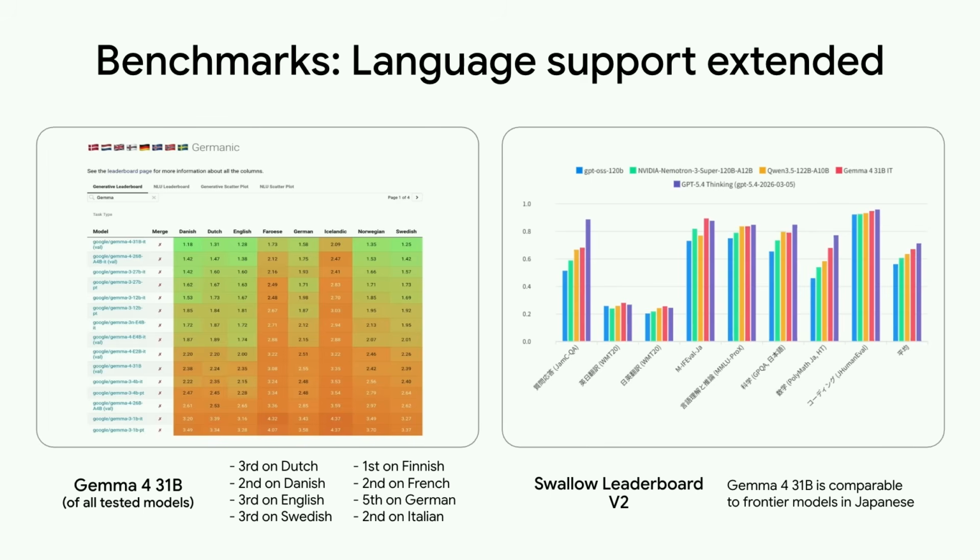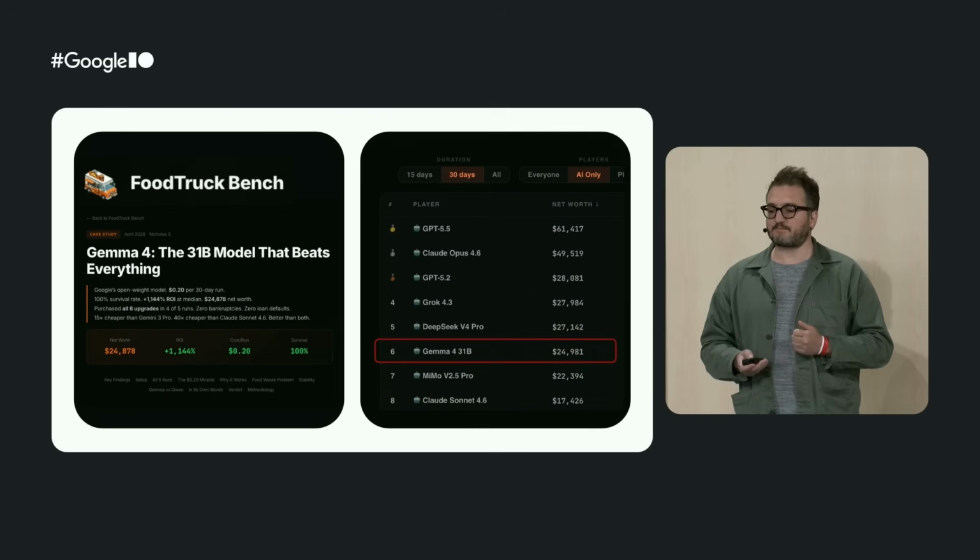On the right-hand side, you have another example where we're comparing Gemma to other very successful models on Japanese, and our Gemma model is getting very close to GPT 5.4. We have very strong capabilities in Southeast Asian languages, and Korean is another language where we excel.